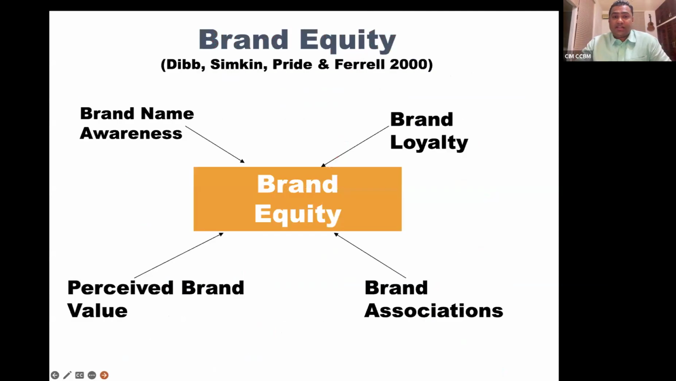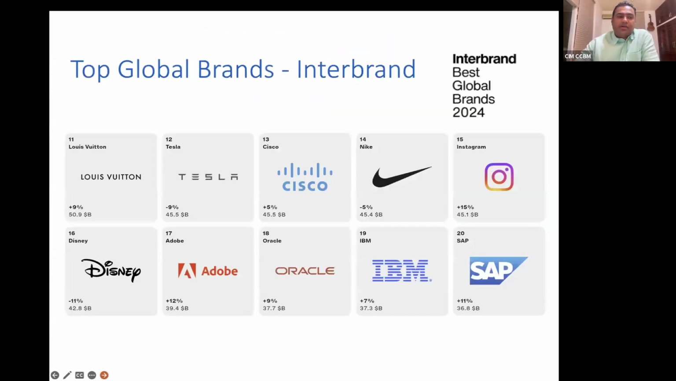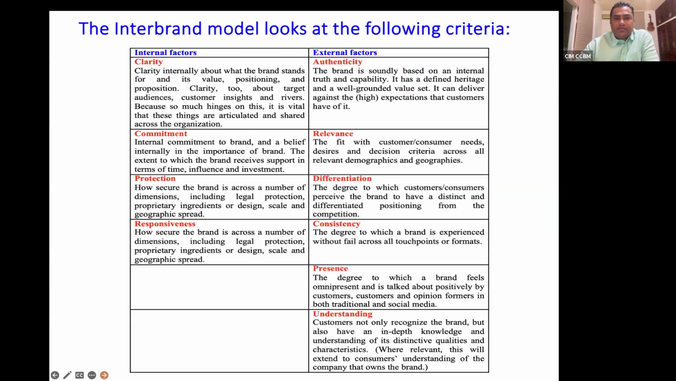What is their mission? What is their purpose? And when we talk about brand equity, guys, the word equity means the value of the brand. And if you are to build the value of the brand, every brand will have a value. I'll give you an example. Look at Louis Vuitton's value according to Interbrand, 2024, right? Look at Louis Vuitton's value, Tesla value, right?